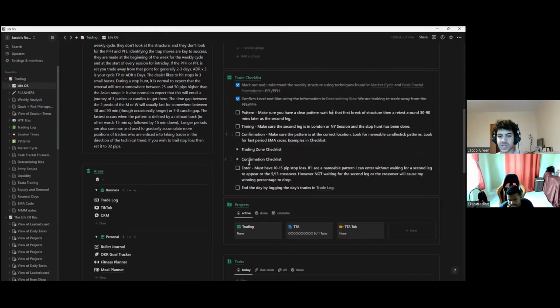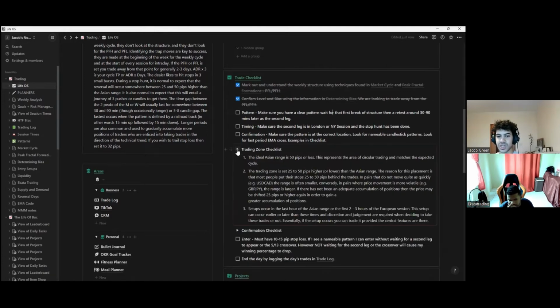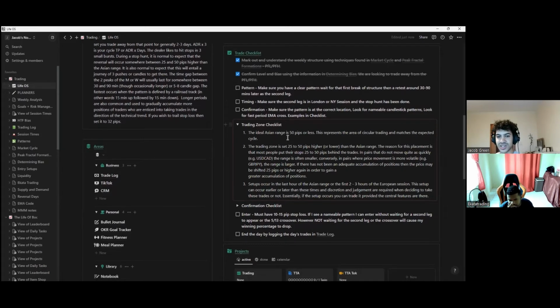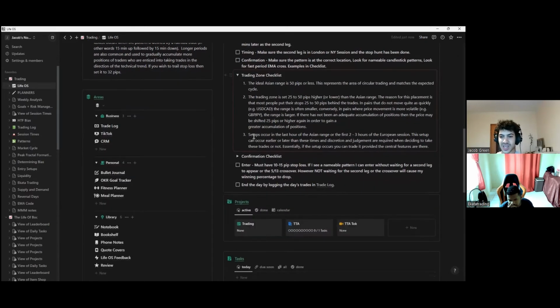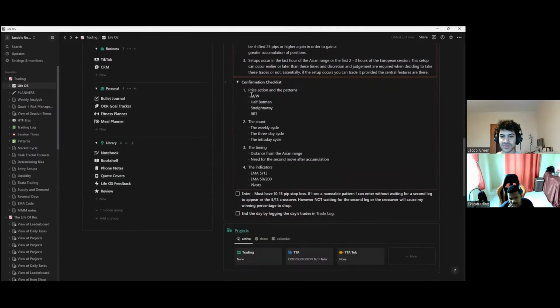So generally, what I do is I go through this. This is what I look for. These are some of my ideal criteria. So the Asian range is 50 pips or less. The trading zone is 25 to 50 pips higher or lower than the Asian range. That's where I'm looking. It's because of the way the stop losses are placed. And then the timing.